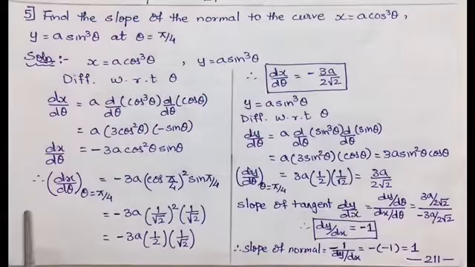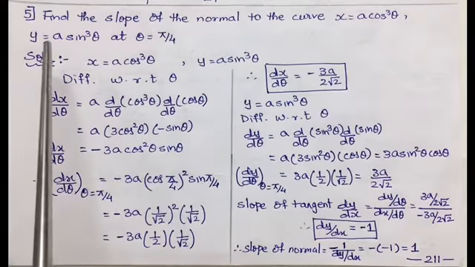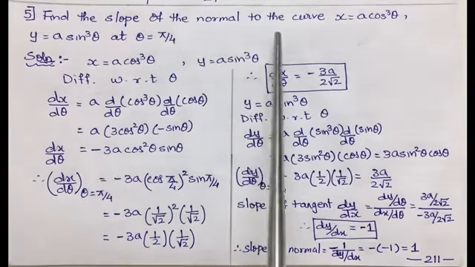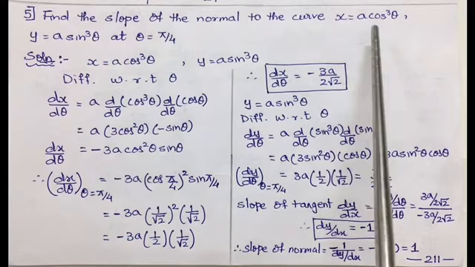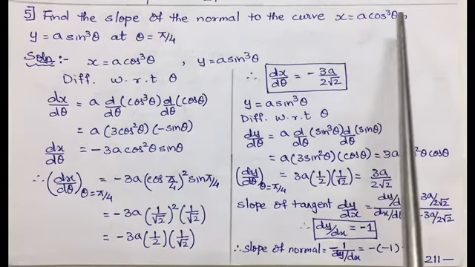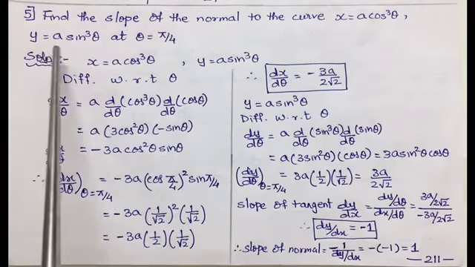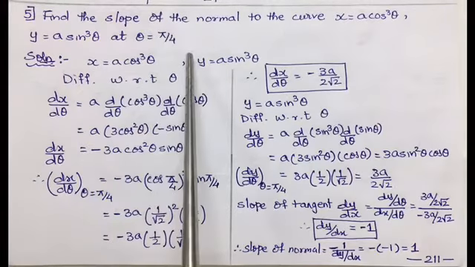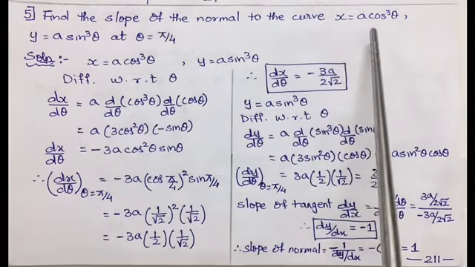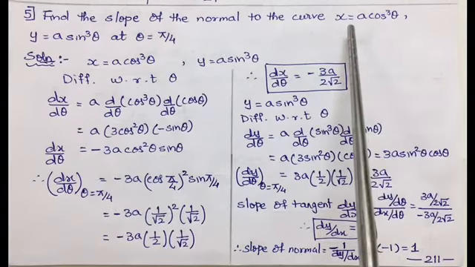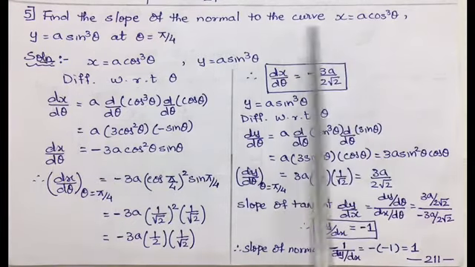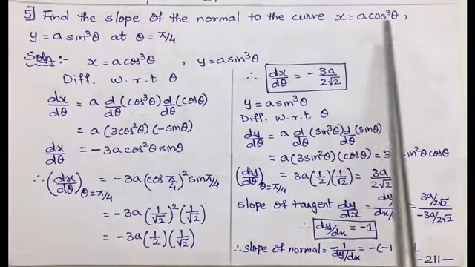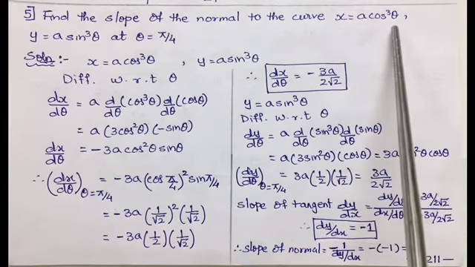Question number 5. It is given as: find the slope of the normal to the curve x equals a cos cube theta, y equals a sin cube theta at theta equal to pi by 4. Here the values of x and y are given in the parametric form, that is, they are depending on the variable theta.